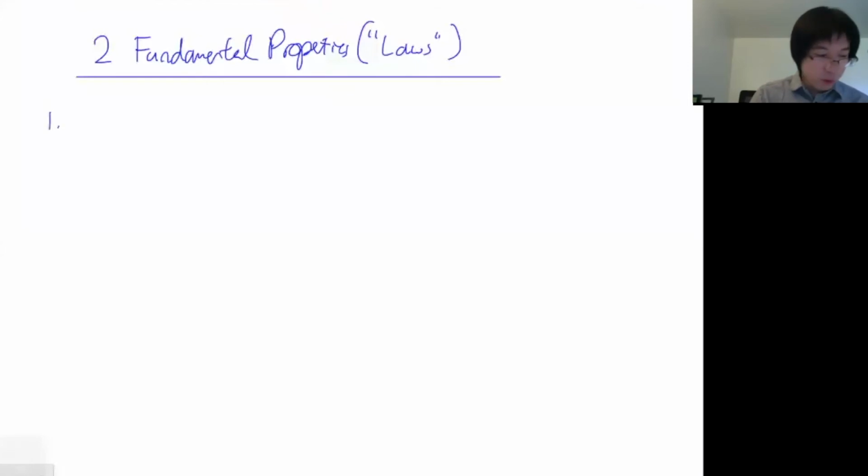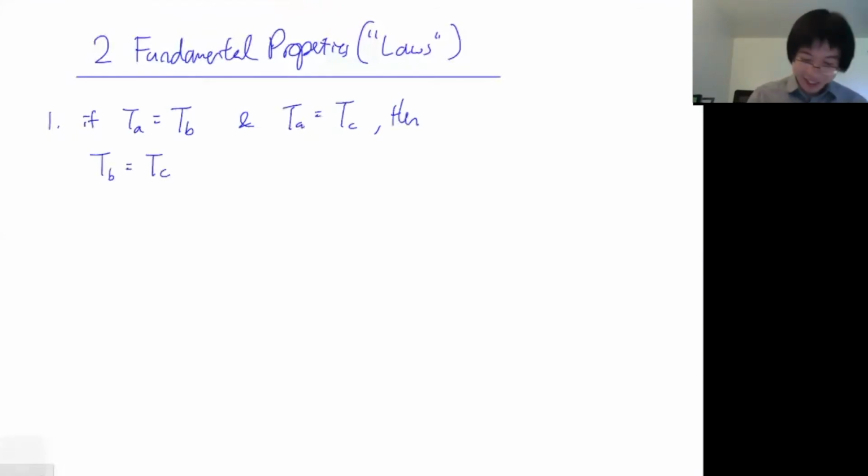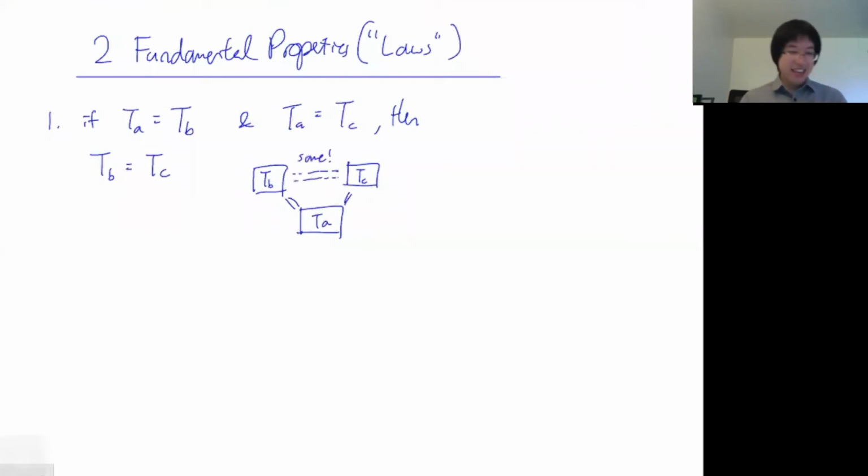So the first one is this: if the temperature of A is the same as the temperature of B, and the temperature of A is the same as the temperature of C, then the temperature of B is equal to the temperature of C. Okay, what is that? It means that if the temperature of A is the same as B, and A is also the same as C, then what this law tells you is these two are also the same. All right, you might say, duh, that's obvious.